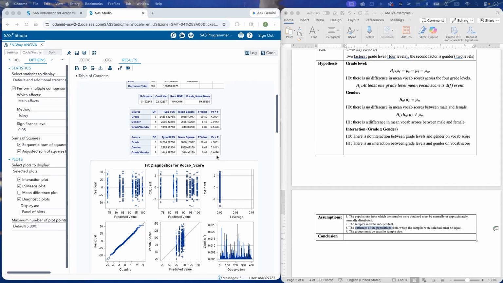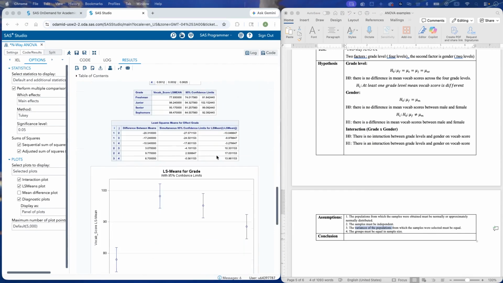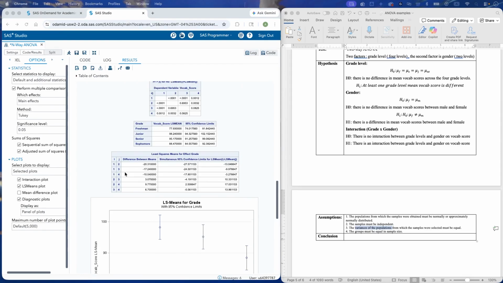So this is almost everything that we want to talk about. And these are the confidence intervals versus the mean score. You can see them here, by the way, between 74 to 81, 94 to 101, etc. So this is the whole story.